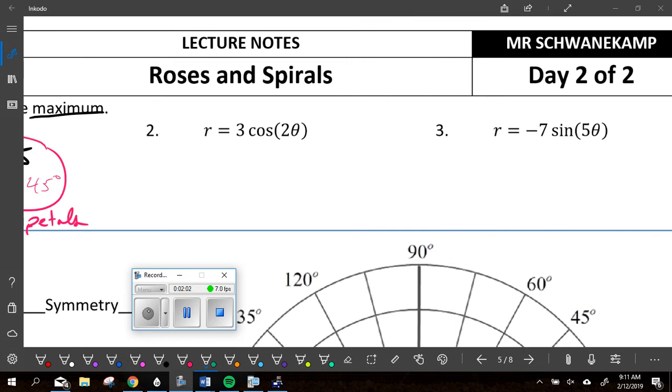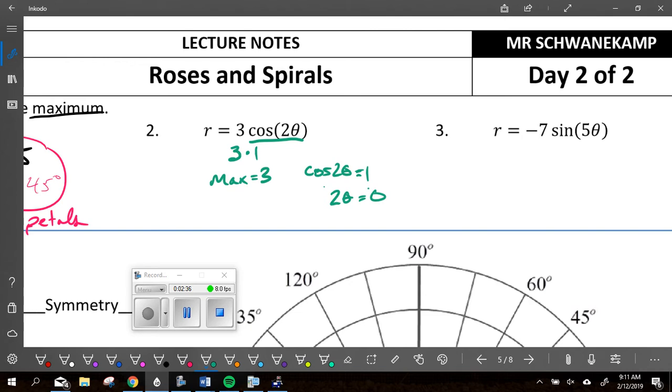Finding maxes. So again, my maximum value is 3 times 1, because the biggest cosine of 2 theta could ever become is 1. That's just the range of sine and cosine. So my maximum is 3. To answer when that's going to happen, we're trying to figure out when cosine of 2 theta is equal to 1. So Kate, when is cosine of 2 theta going to be equal to 1? When is cosine going to be 1? At 0 degrees. So if 2 theta is equal to 0, what is theta going to be? 0. So it's a maximum of 3 at 0 degrees.